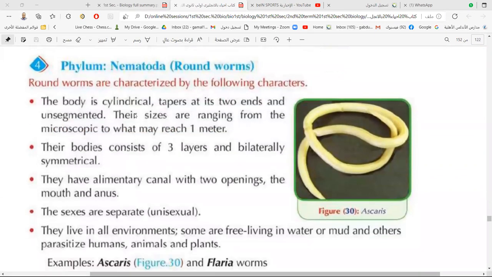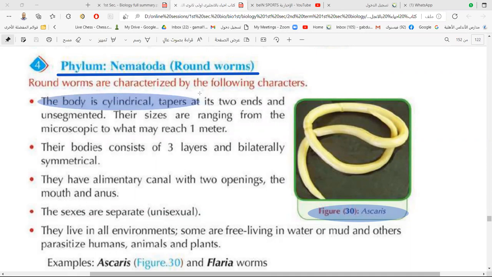The fourth phylum, we have phylum Nematoda, or roundworms. An example here is Ascaris worm. As you see, its body is cylindrical. The ends of the body have a small radius, but the middle of the body has a big radius. Their body is cylindrical, so they are called roundworms.